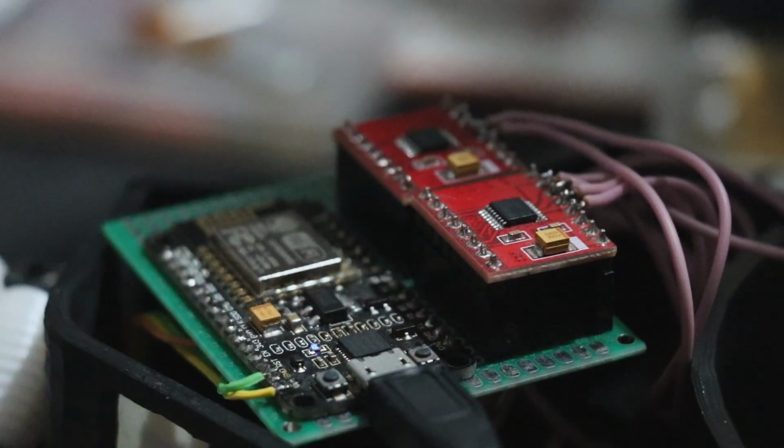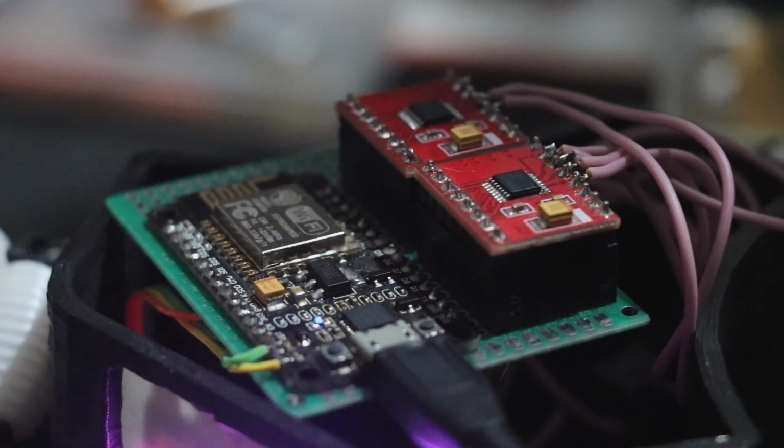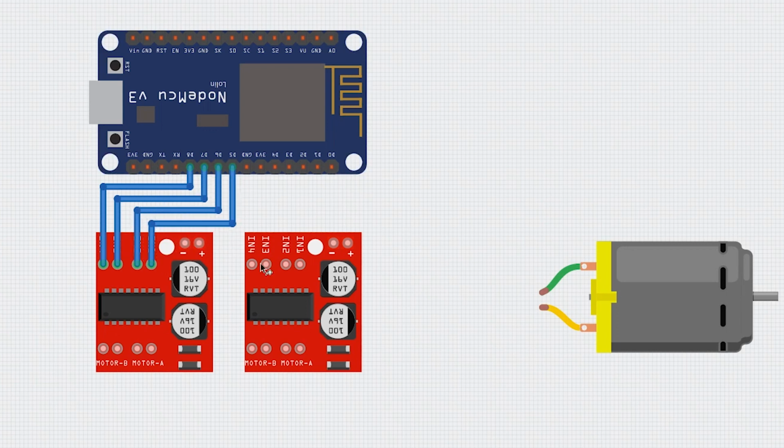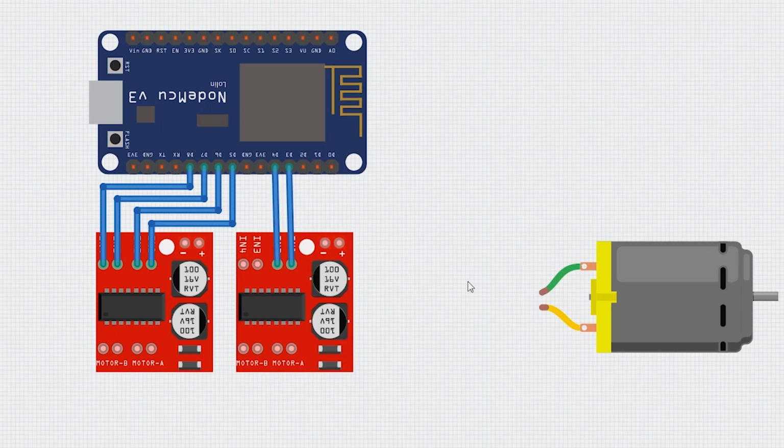Now it's time to make the controller board. All the parts to control the robot are placed on this board. Inputs 1 to 4 of the motor driver are connected to the GPIOs of our microcontroller. Each driver is capable of controlling 2 motors, so we have to use 2 drivers to control 3 motors.